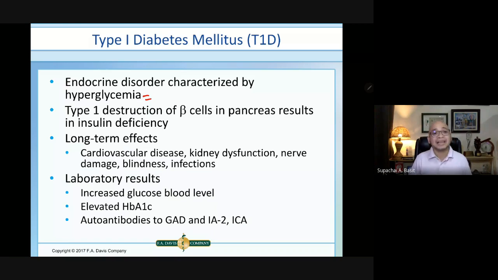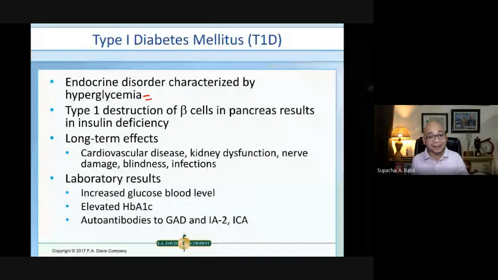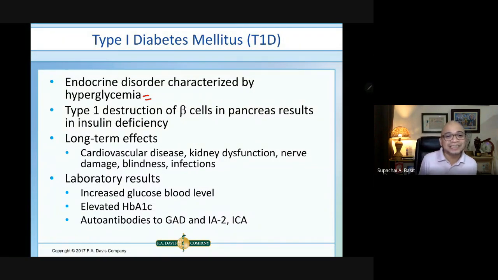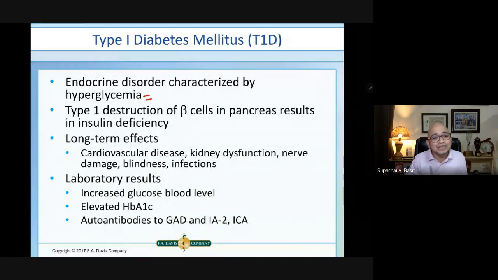Now, type 1 is actually different from type 2, because in type 2, patients develop resistance to insulin due to obesity or other factors. Type 1 was previously known as juvenile onset diabetes because it usually develops in children or even in young adults up to the age of 30. So what is the importance of insulin?